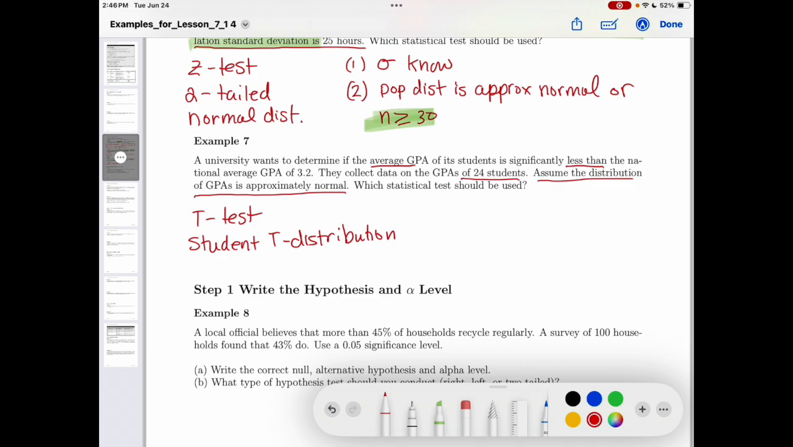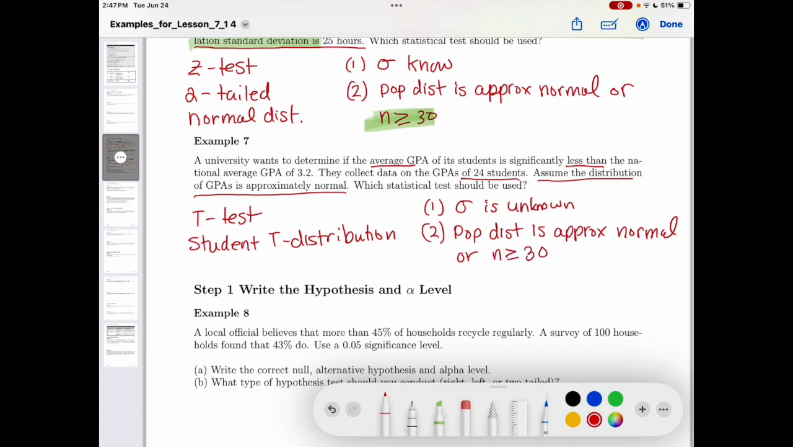All right, now the conditions are that sigma is unknown, and then the second condition is that the population distribution is approximately normal, or the sample size is big enough. Condition 1 is met because we don't know what the population standard deviation is. It's not given to us in the question.